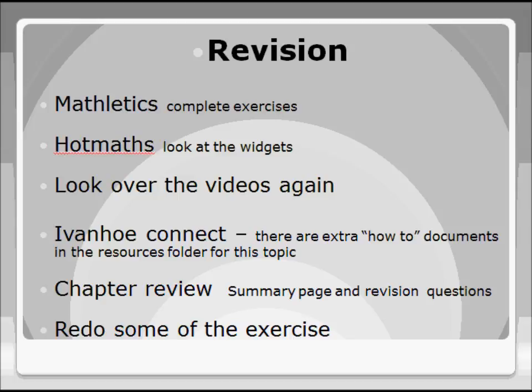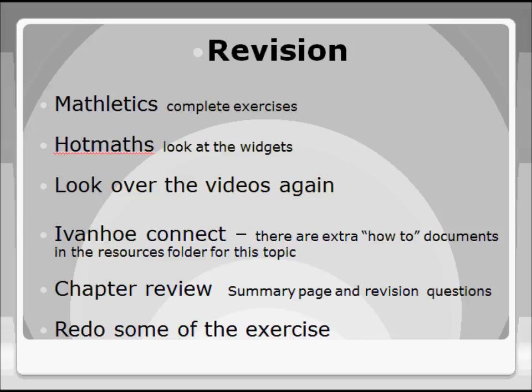I suggest you go over the videos again. You don't need to write anything down necessarily, but if you look over them you will find some extra bits and pieces that you may have missed. If you go onto Ivanhoe Connect, there is a folder set up called Student Resources, and in there are some work documents on how to do most of the things, how to find the gradient, how to find the y-intercept. At the end of most of those how-to documents there is also a couple of practice sheets, and some of them do have answers with them.